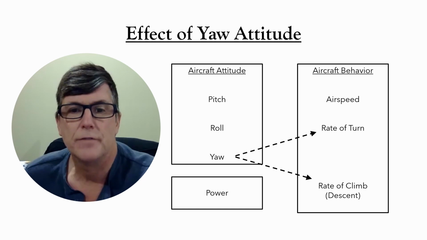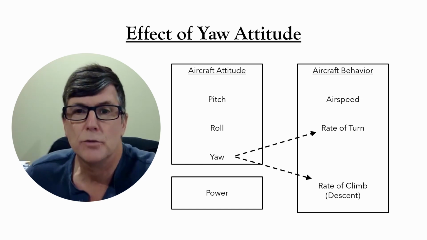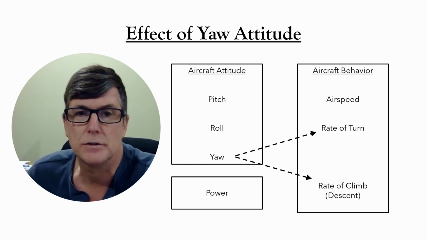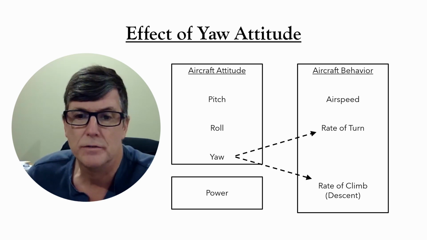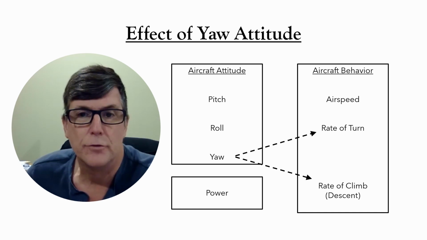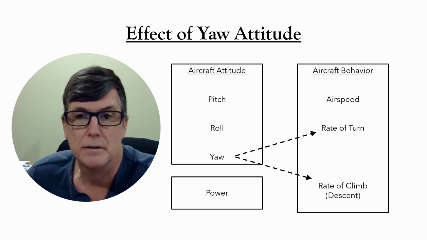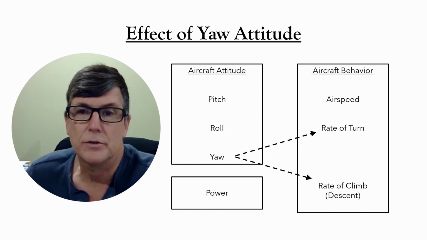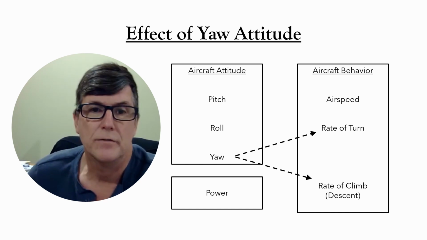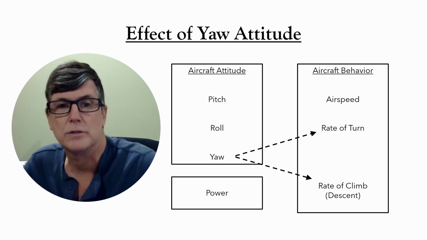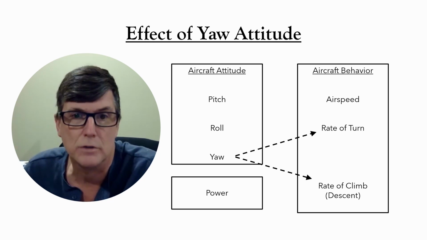Now let's consider the effects of yaw attitude. In most flight conditions, we want the airplane to be pointed in the same direction that it's moving through the air. When the airplane is misaligned with the airflow, a sideways force causes the airplane to turn, and the increased drag causes the airplane to descend. There are some circumstances, such as when you want to lose altitude, where the effects of pointing the airplane in a different direction than it's moving are desirable effects.